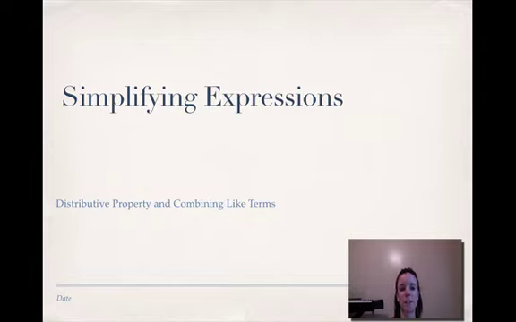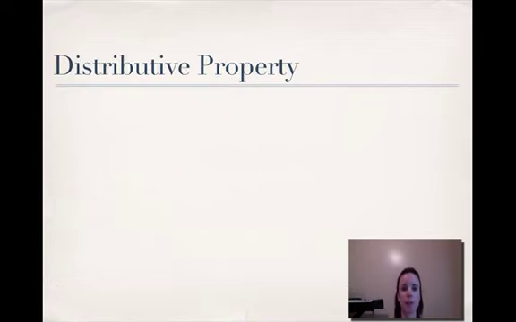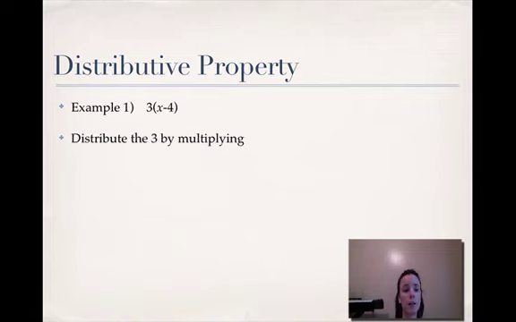Simplifying expressions using the distributive property and combining like terms. This should be review. It's good to go over it. Distributive property is first. If we have a problem like example 1, 3 times the quantity x minus 4, you have to use the distributive property to get rid of those parentheses. We do that by distributing the 3 with multiplication, because it's 3 times all that stuff.